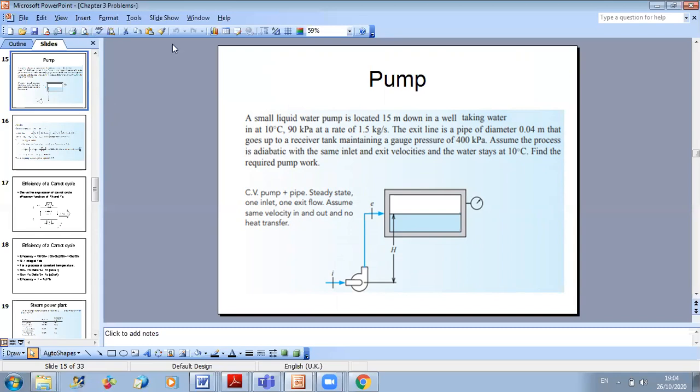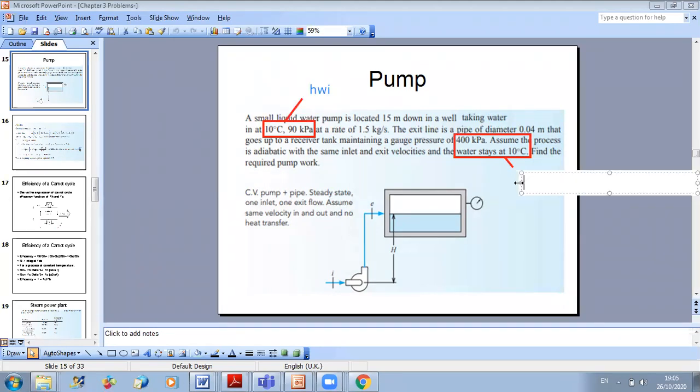Okay, so here we should look at all information given. So first, the inlet condition is given: 10 degrees, 90 kilopascal. This will allow us to find what? To find H water at inlet. So we go to tables and we search for H water at inlet. Okay. Now, at the final state, we know that the pressure is now much higher due to the pumping effect. The pressure is 400 kilopascal and also at 10 degrees. So from here we can get H water at outlet.